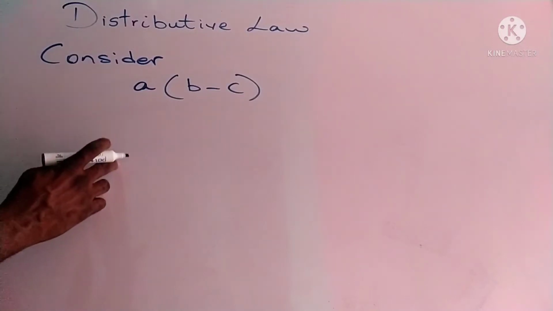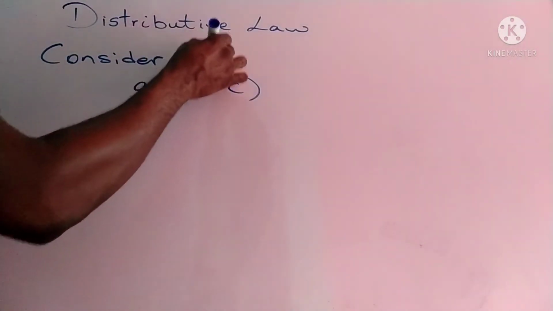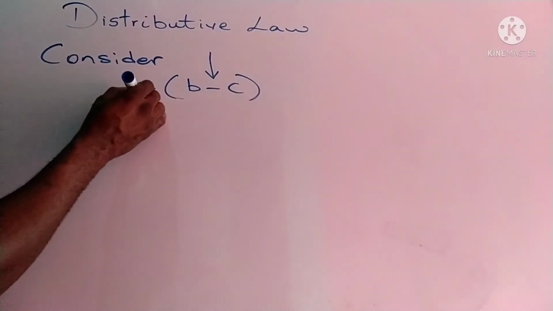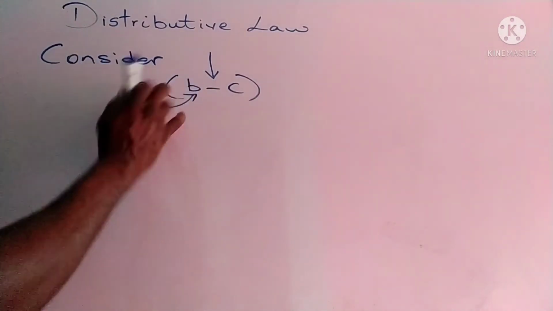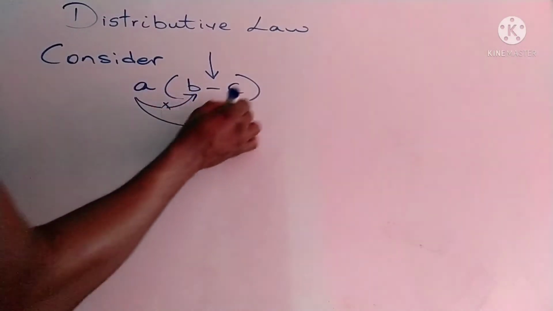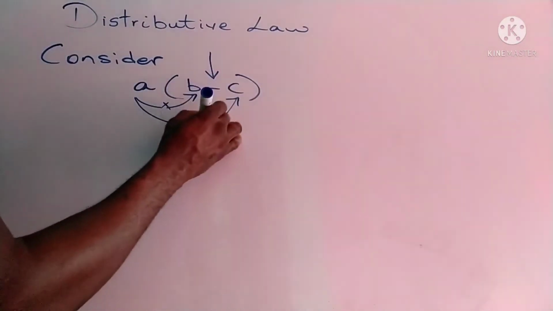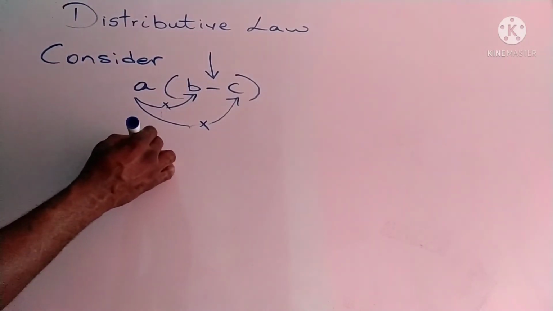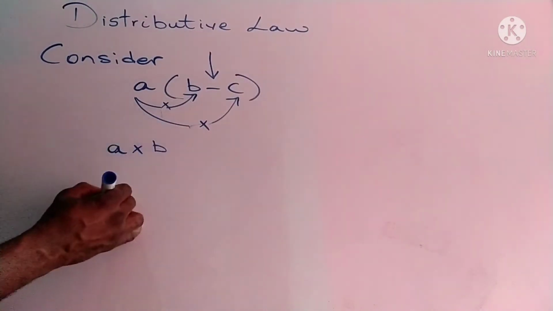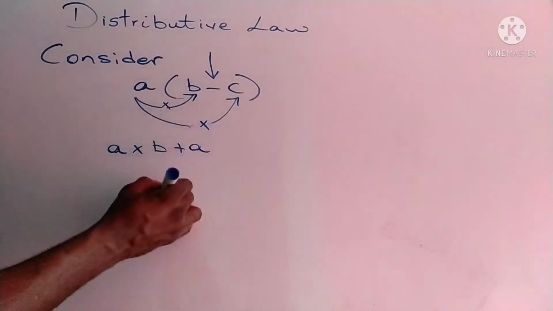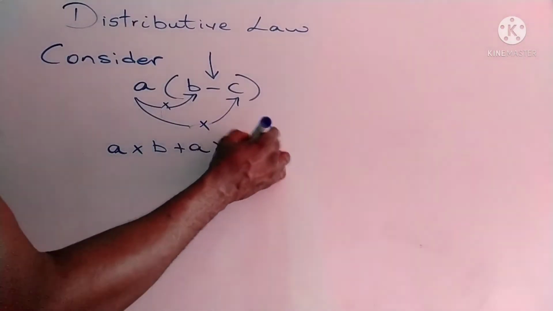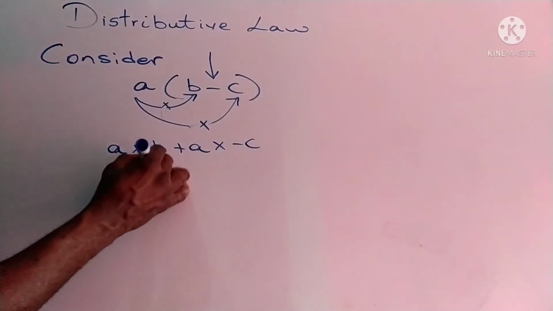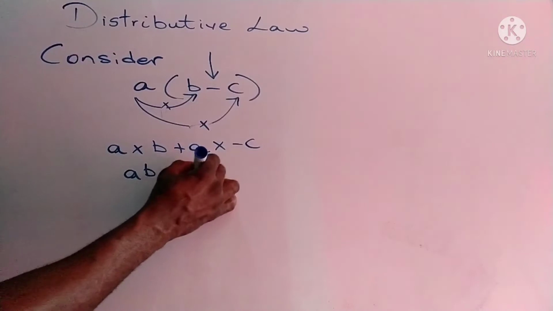The distributive property does work for subtraction as well. So then it's going to be the A times the B and then the A times the negative C. Remember that this is a positive A, so we have a positive A times a positive B, a positive A times a negative C. This results in AB minus AC.